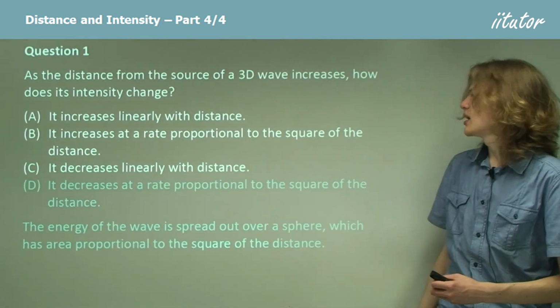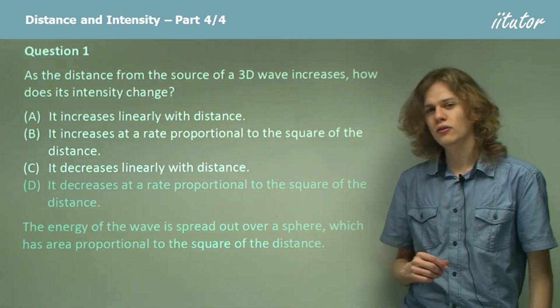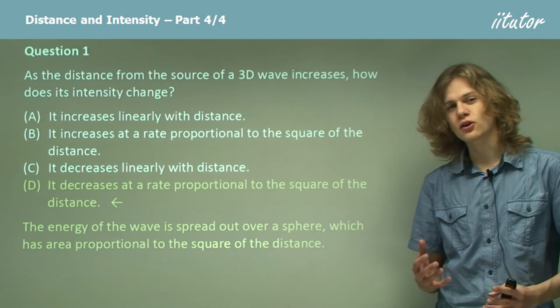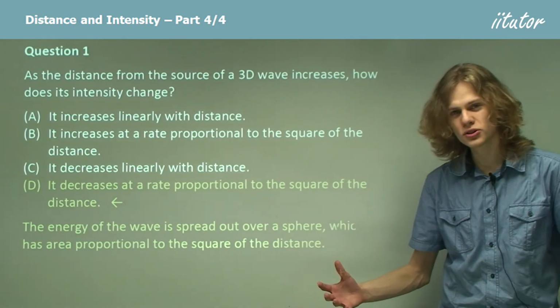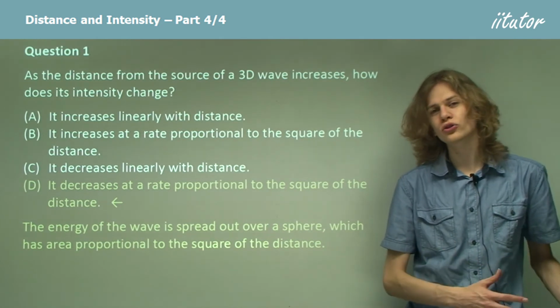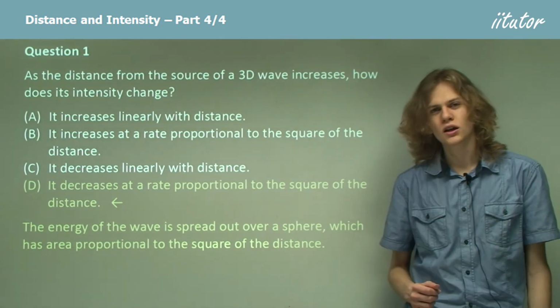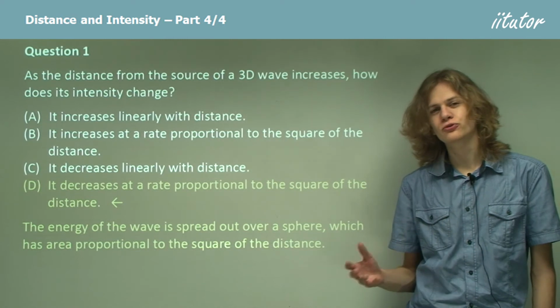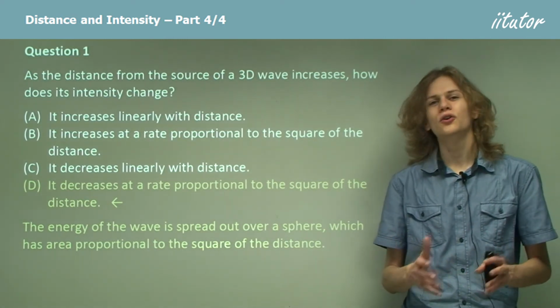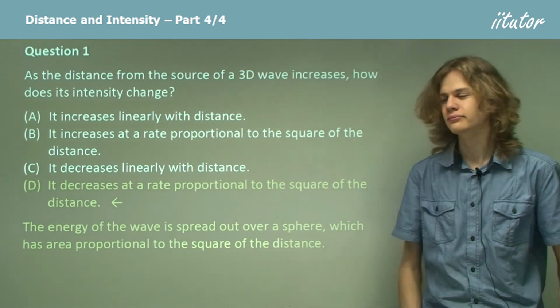So our answer is that it decreases at a rate proportional to the square of the distance. So D is the correct answer. The reason for this is because as we move away from the source, the sphere around it has its area increasing proportional to the distance squared. Remember, the area of a sphere is 4 pi r squared, and that's why we have an inverse square law.